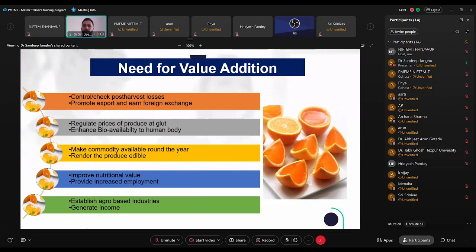Processing also increases the bioavailability of nutrients to the human body. Apart from that, it checks post-harvest losses by extending the shelf life. It is a direct mode of providing employment to the youth through industrialization, and as it is a green sector industry, it won't cause much pollution, and you can put food industries anywhere. There are no hard and fast pollution control norms for this sector.